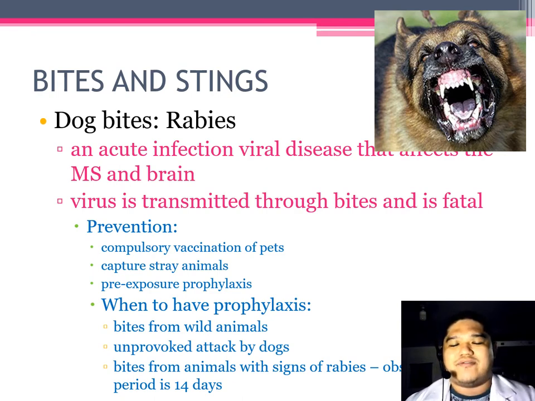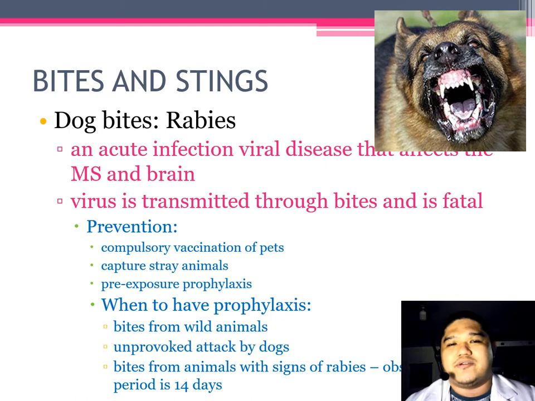So when do we have to have prophylaxis? Prophylaxis could be pre-exposure prophylaxis, meaning you haven't had any bites from any sources of rabies infection like a dog or cat. The other one would be post-exposure prophylaxis, wherein you already sustained a bite from an infected animal, therefore preventing infection by getting vaccinated. When we sustain a bite from a wild animal, we should get shots for rabies. Also in case of an unprovoked attack by any dog, be it a stray dog or a dog in the household, or bites from animals with signs of rabies.